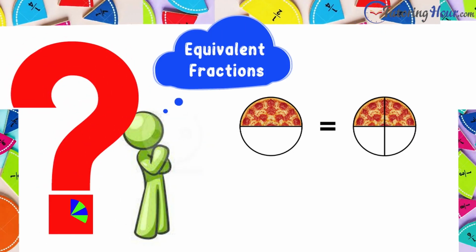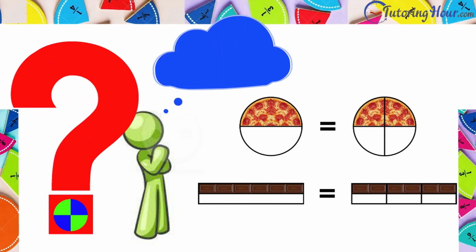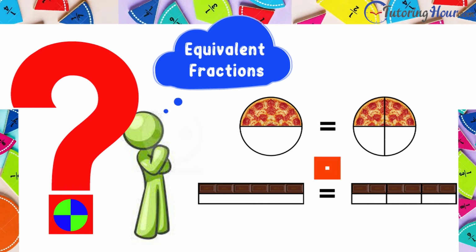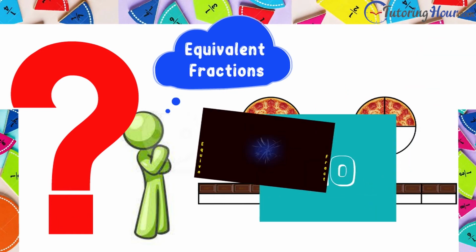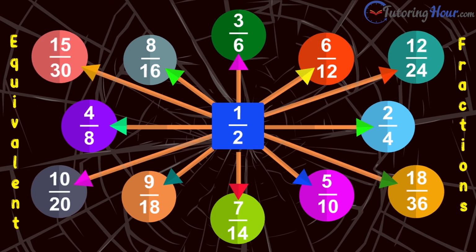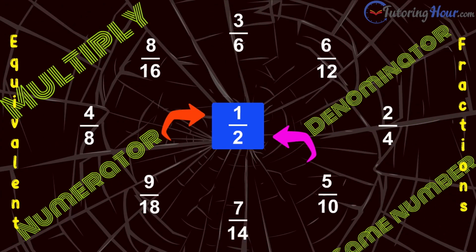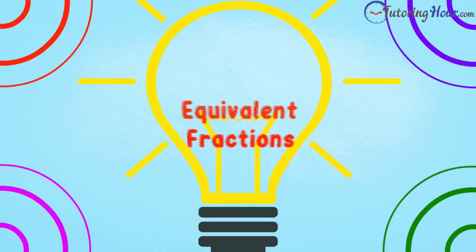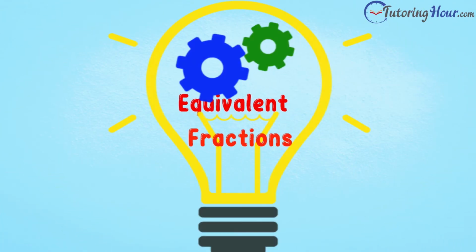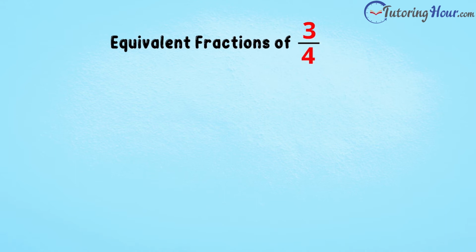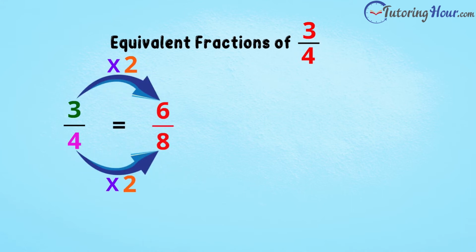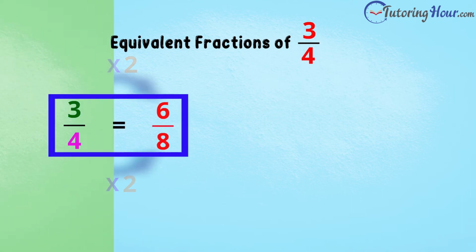You must be wondering if using these models is the only way to generate equivalent fractions. Of course not. An infinite number of equivalent fractions can be generated by multiplying the numerator and denominator by the same number. Let's try our hands at generating 2 equivalent fractions for the fraction 3/4. First, we'll multiply the numerator and the denominator by 2. 6/8 is equivalent to 3/4.